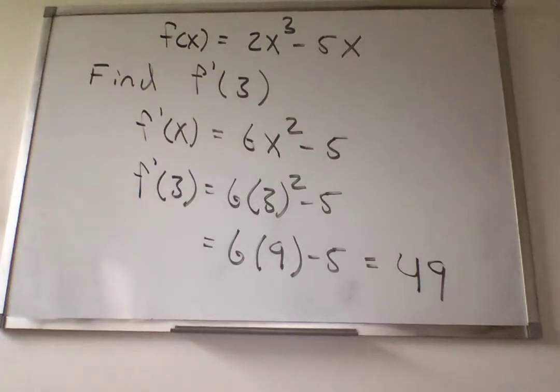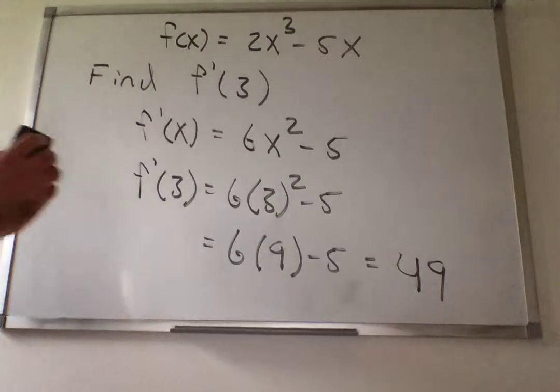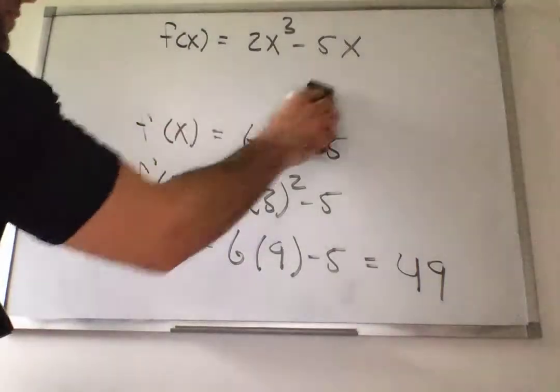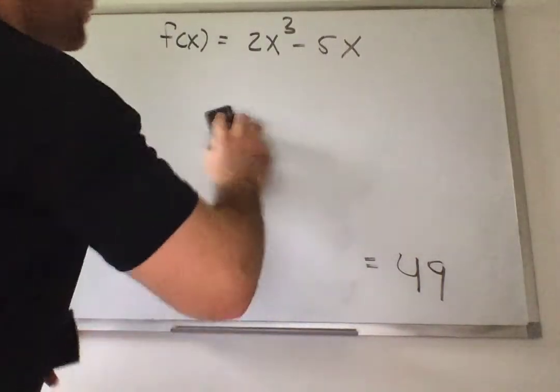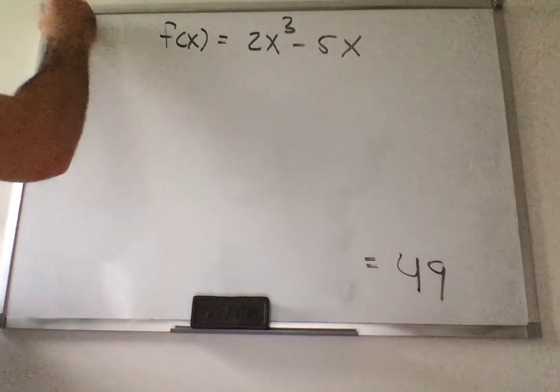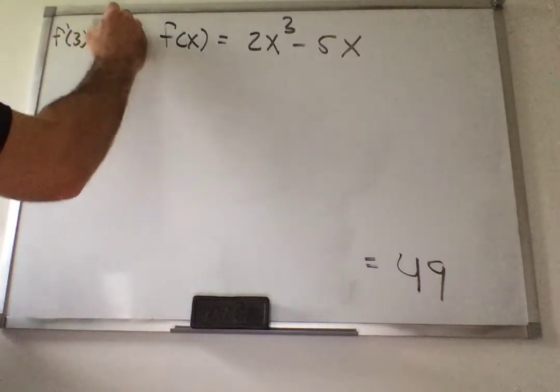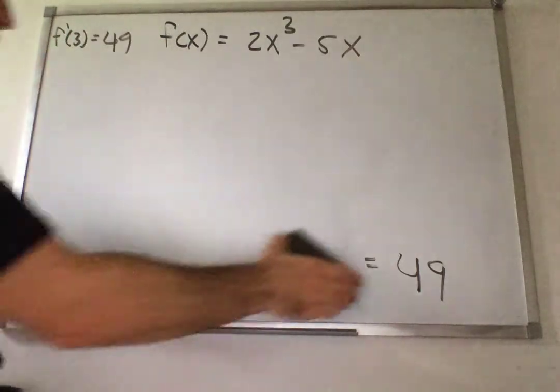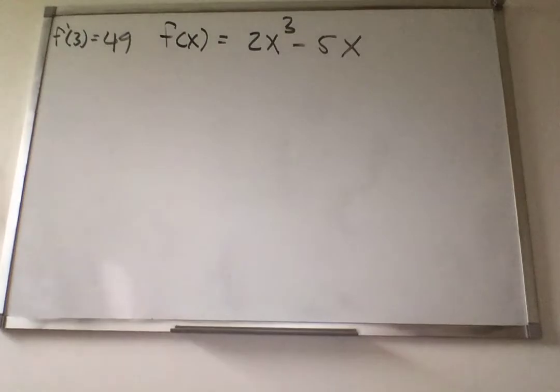Okay, so let's see, we've got our answer. Let me erase this. There's our function. We're going to keep our function, and then we already found f prime of 3 was equal to 49, okay? This was the answer by hand. Let's go ahead and do it on the calculator.